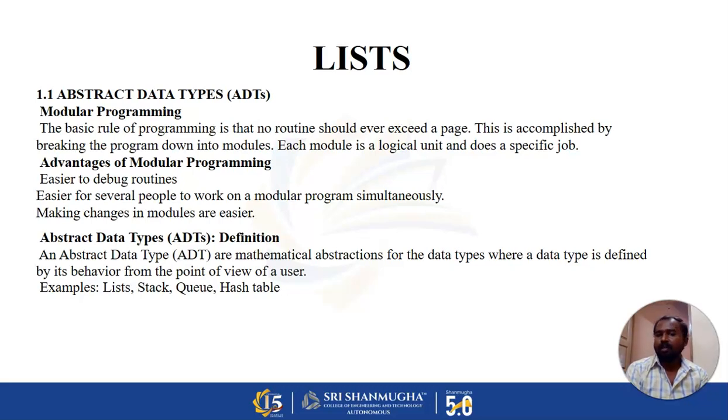Abstract data type definition: an abstract data type, or ADT, is a mathematical abstraction for data types, where a data type is defined by its behavior from the point of view of a user. Examples: list, stack, queue, hash tables. What is meant by list? List is a linear data structure. Under the list there are three types: singly linked list, doubly linked list, and circular linked list. Stack means last in first out. Queue means first in first out.